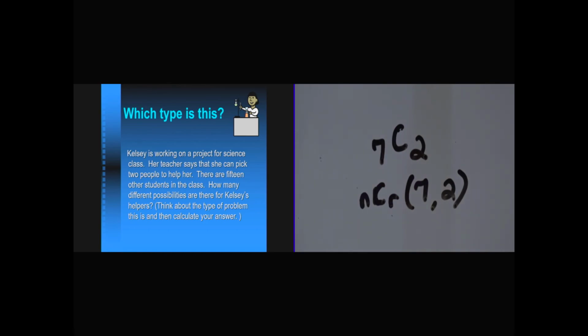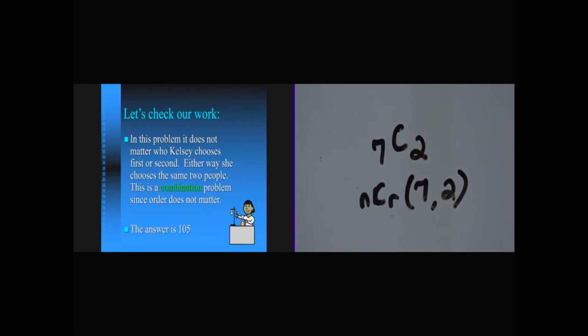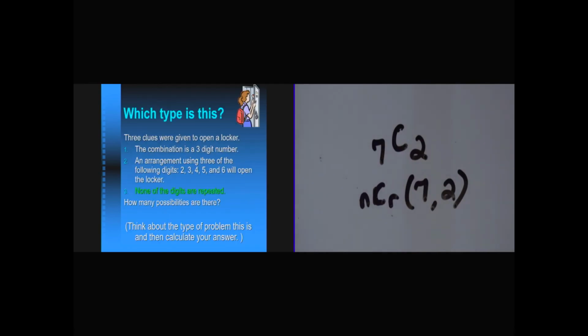All right. So think about what kind of problem this is. And now here's the answer. So that one would be a combination problem because the order does not matter as to who she's choosing first or second. It's going to be the same regardless, all right? And then the answer would be 105. All right, so let's do the next problem. So pause it if you need to.